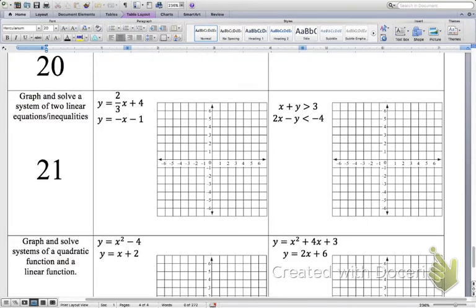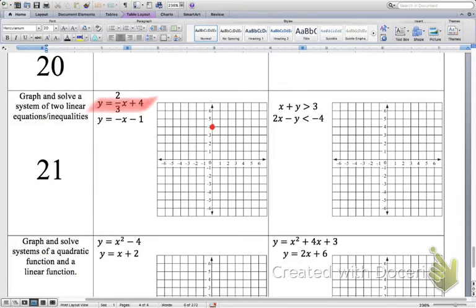This is the video for Mastery Study Guide Topic 21, Graphing and Solving a System of Two Linear Equations or Inequalities. For example number 1, we have equal signs, so we're graphing two lines and finding the intersection points. Let's start with this first line.